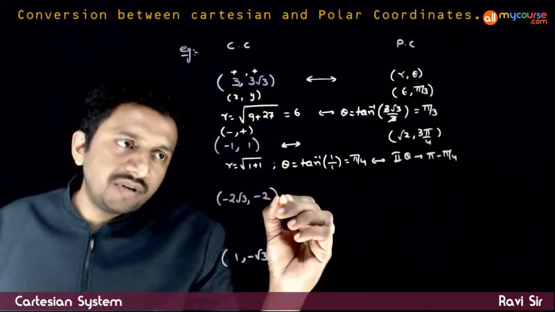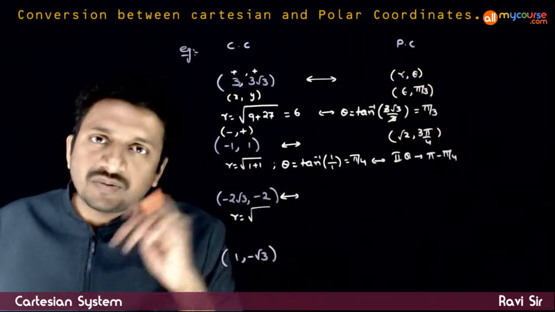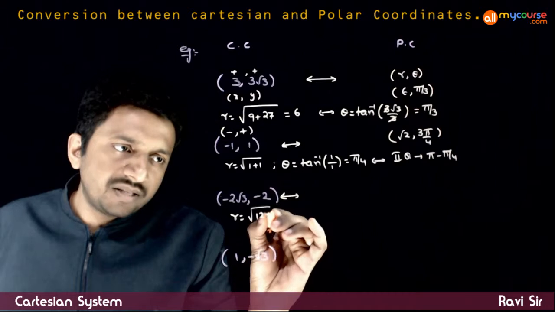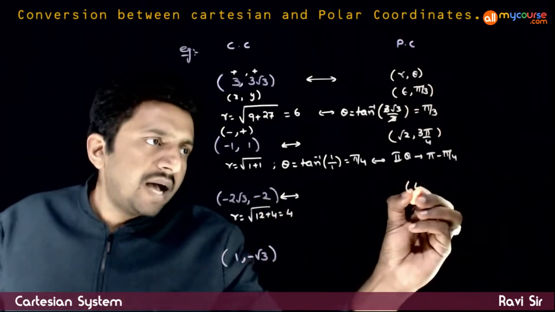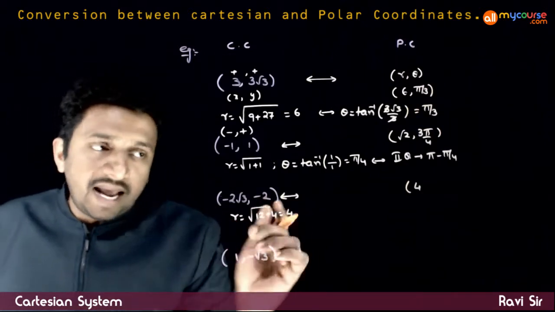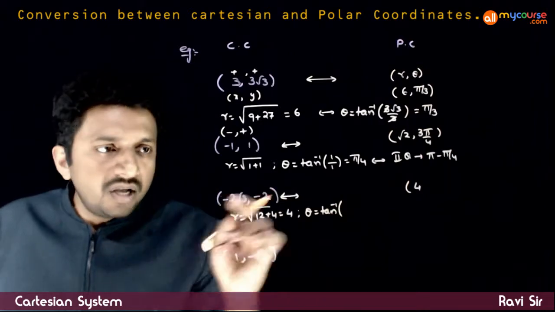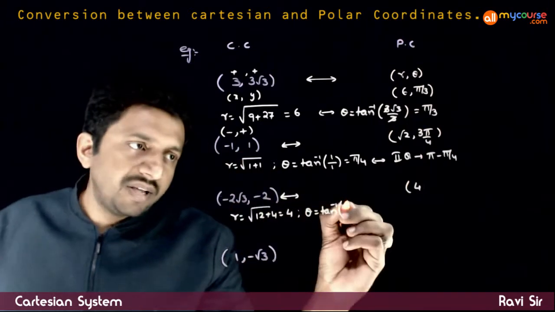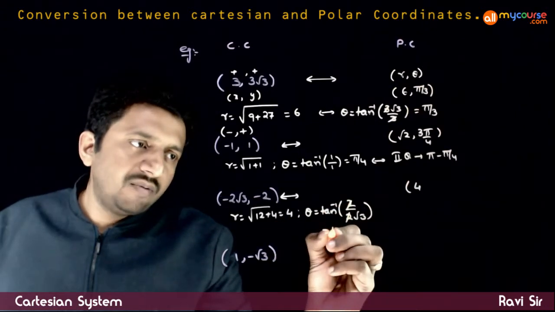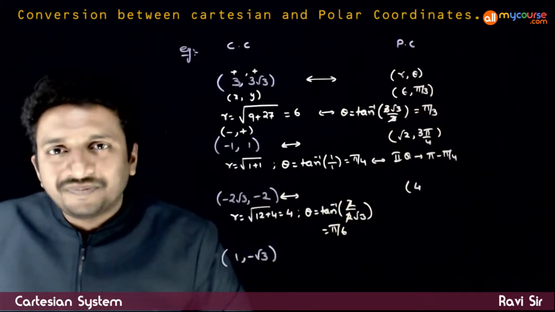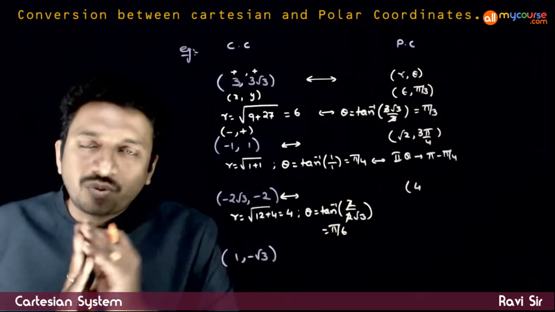Next, if you go to the third question, again r is equal to root of x coordinate square plus y coordinate square. So 12 plus 4 is equal to root 16, 4. So r is equal to 4. And theta is equal to tan inverse of modulus of y by modulus of x, 2 by 2 root 3. That is equal to pi by 6. So pi by 6 is the allied position to theta in the first quadrant.